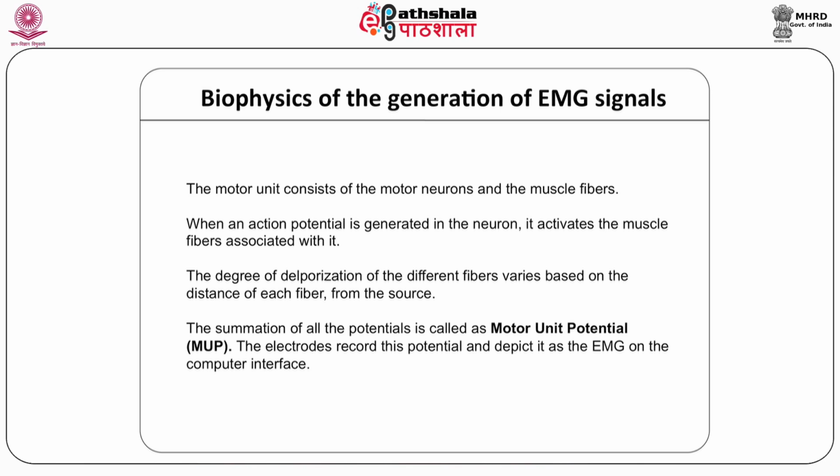The motor unit consists of motor neurons and the muscle fibers. When an action potential is generated in the neuron, it activates the muscle fibers associated with it. The degree of depolarization of different fibers varies based on the distance of each fiber from the source. The summation of all these potentials is called the motor unit potential. The electrodes record this potential and depict it as the EMG on the computer interface.